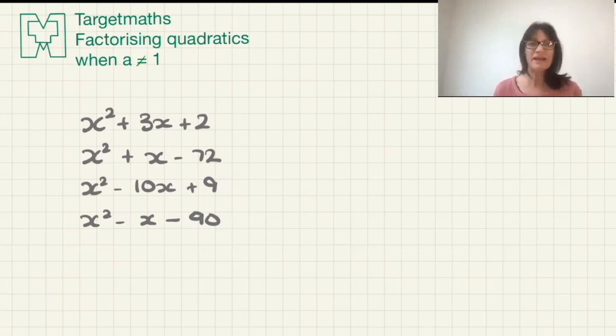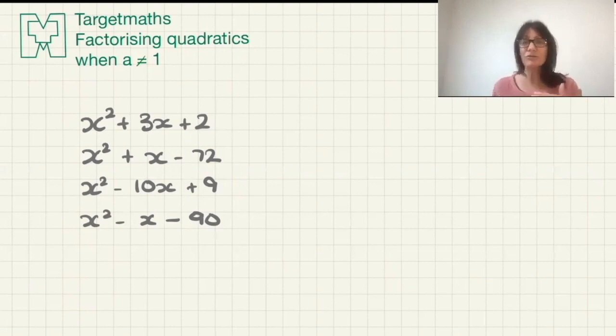So we're going to be looking at factorising quadratics when a does not equal 1. I'll explain what that means in a moment. First of all, we're going to start off with some quadratics to factorise that are at a grade 5 level. So this is kind of assumed knowledge. This has been covered in the grade 5 course, and coming into grade 6, the expectation is that you're already good with this particular piece of maths.